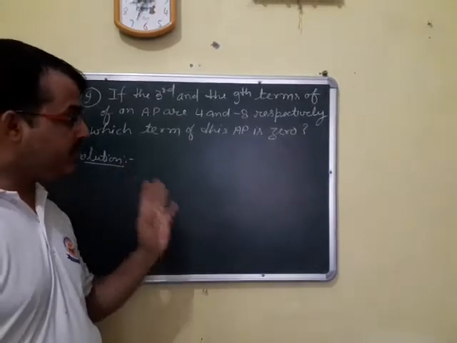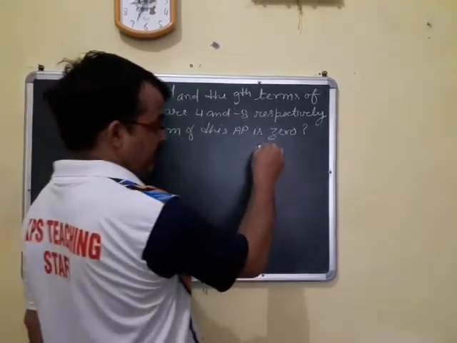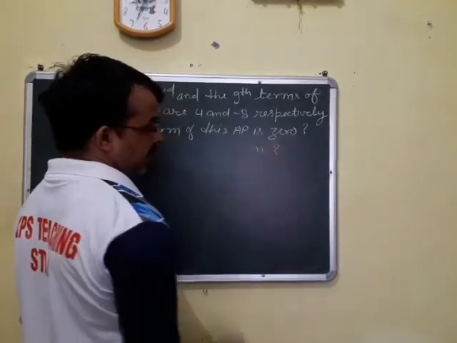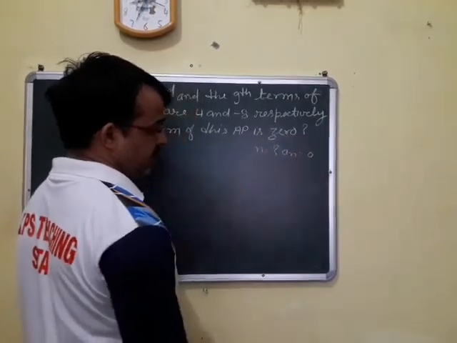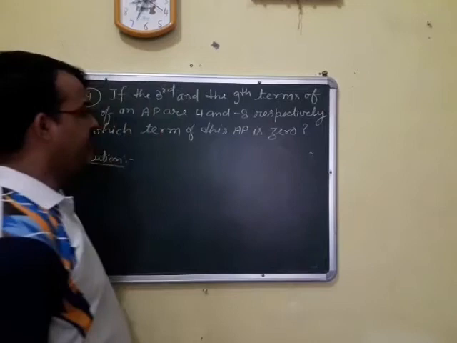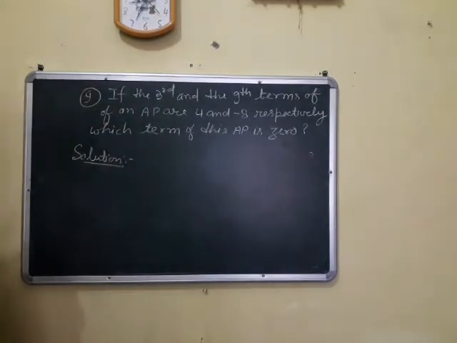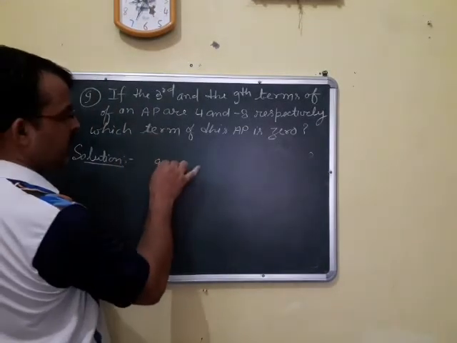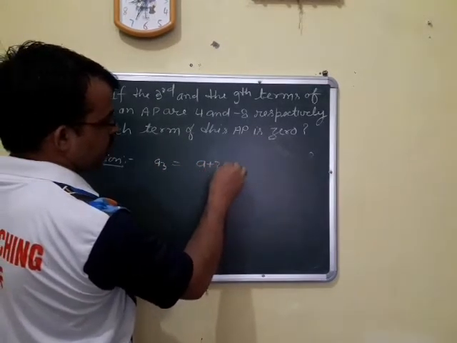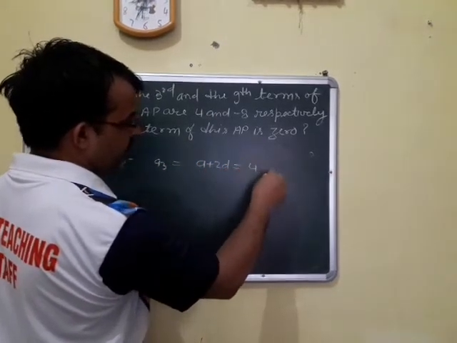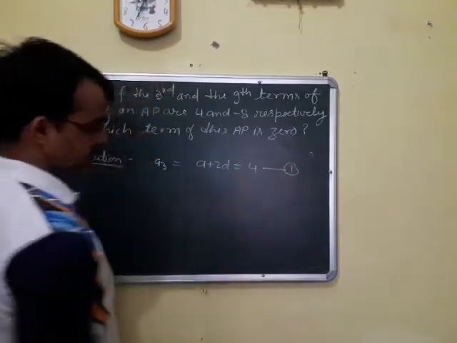Which term of the AP is 0? So here we find n. What we find here is n, and an is given here as 0. Clear? Now how to solve that? First we know that the third term A3, so we write A plus 2D is equal to 4. This one is equation first.